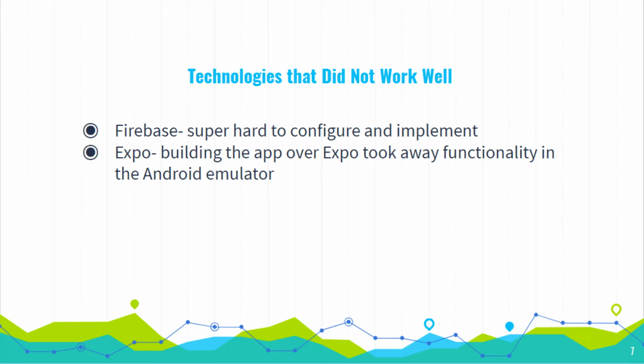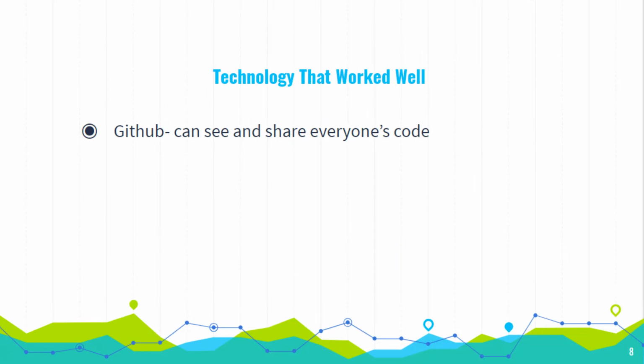Expo used to be our emulator, but then we realized that what worked on Expo sometimes did not work on the Android emulator, which is what our professor used to run our app. We figured our way around it, but it was really difficult to solve this error. The technology that worked well was GitHub, because we can see each other's branches and we can see where we were in the GitHub network.